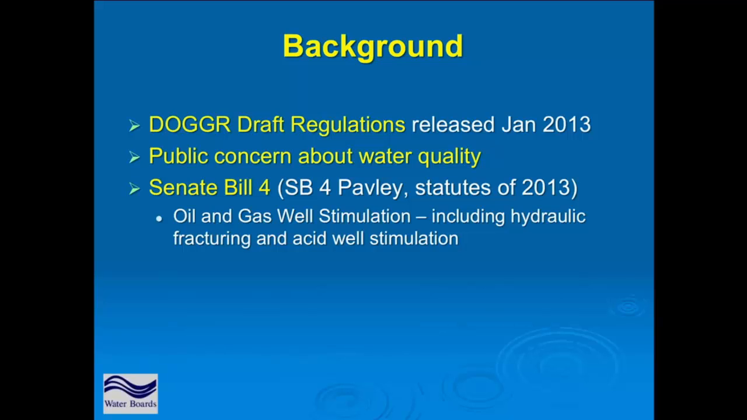The Division of Oil and Gas Geothermal Resources, also known as DOGGR, released draft regulations for hydraulic fracturing back in 2013. Those regulations did not specifically address groundwater monitoring, and there was public concern about hydraulic fracking and the lack of information on potential impacts to groundwater. As a result, Senate Bill 4 was passed and signed into law in late 2013. In general, it requires DOGGR to develop regulations regarding well construction, maintenance, and chemical disclosures. It also requires the State Water Board to develop the model criteria by July 1st of this year.